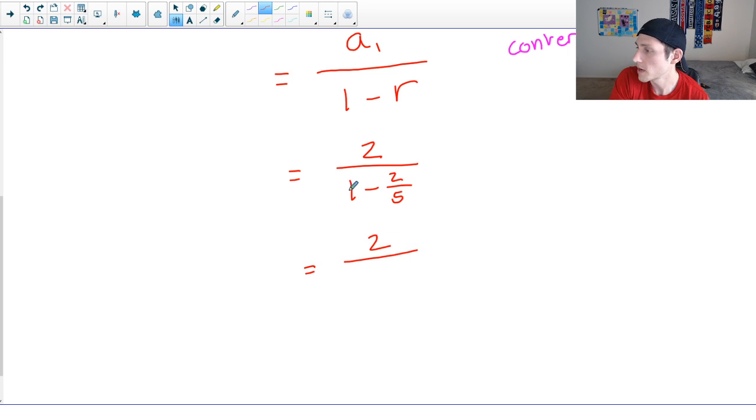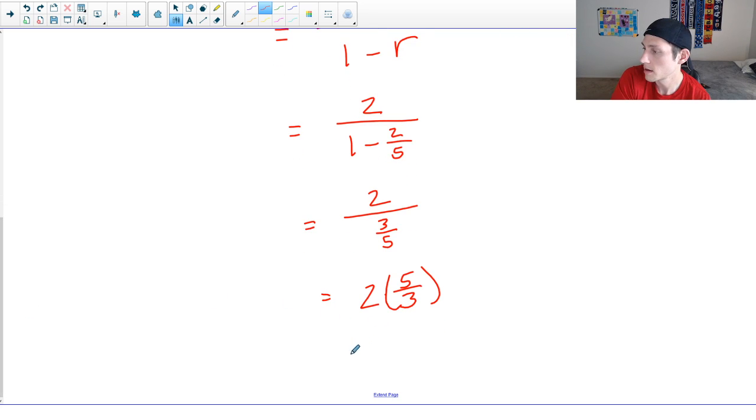Let's just do a little bit of fraction work. 2 over 1 minus 2/5, so that'd be 3/5. Instead of dividing by a fraction, multiply by the reciprocal, so 2 times 5/3. 2 times 5 is 10. 10/3.